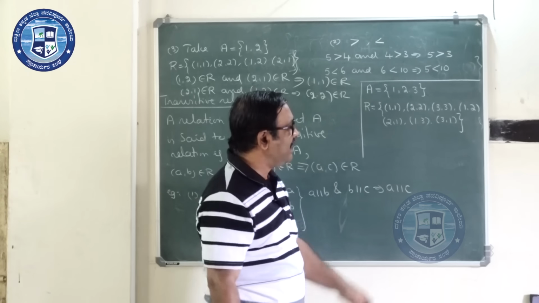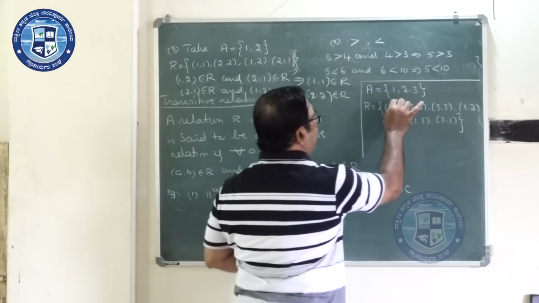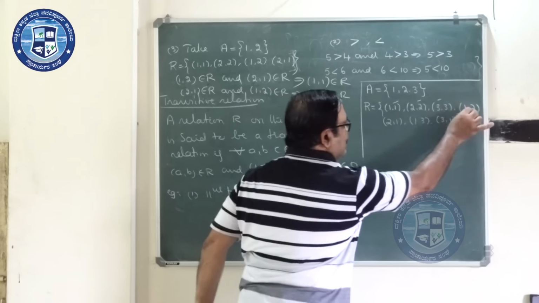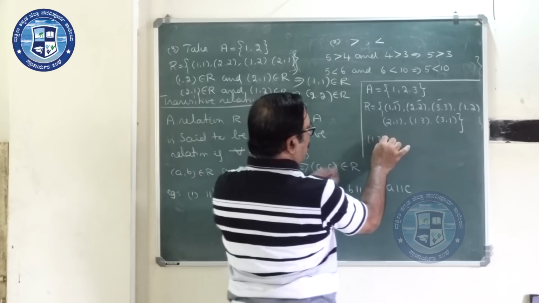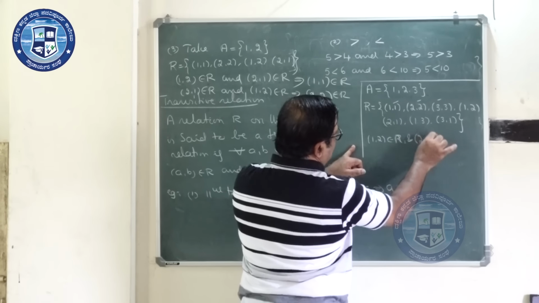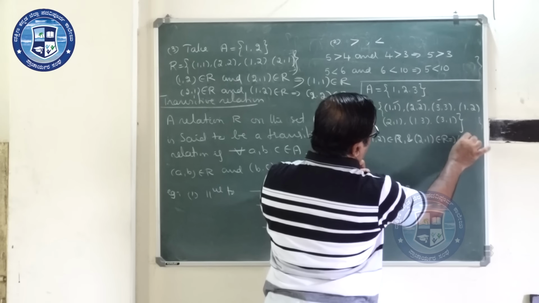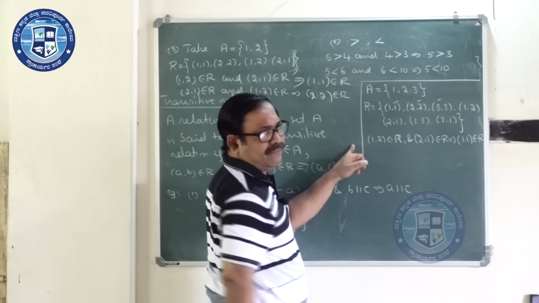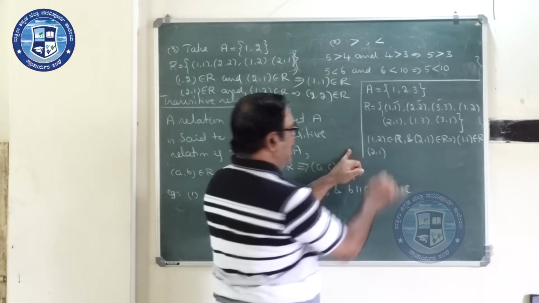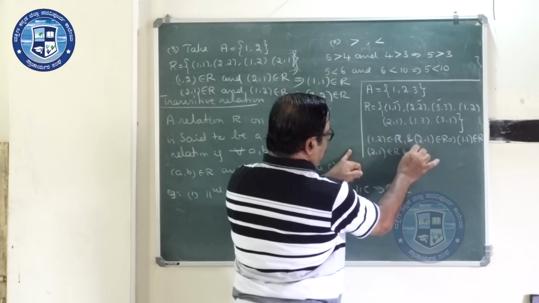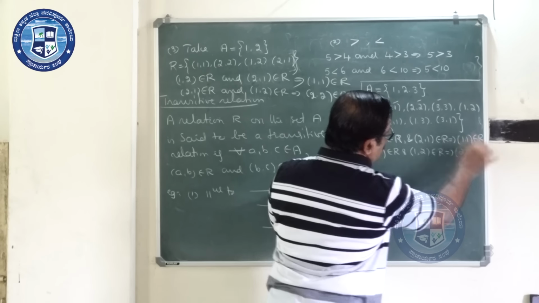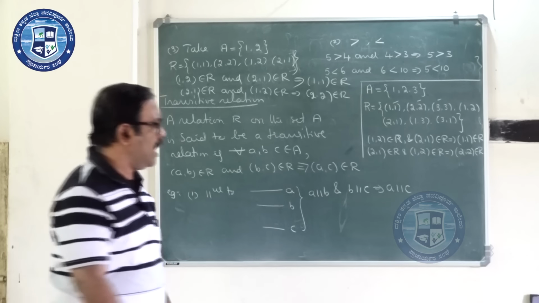You cannot write blindly. You just verify. For these equal elements, you don't have to verify. You take (1, 2). First case, (1, 2) belongs to R and (2, 1) belongs to R. So (1, 1) belongs to R is there. Now you take the counterpart of this. (2, 1) belongs to R, (1, 2) belongs to R. So (2, 2) belongs to R.